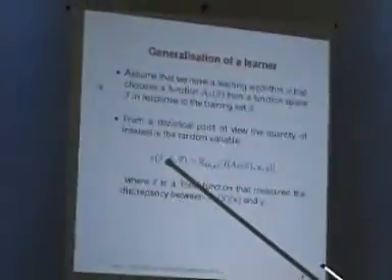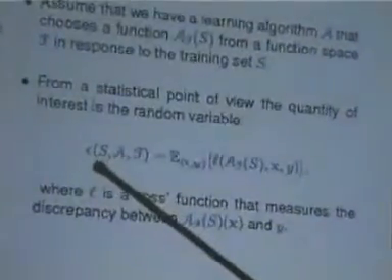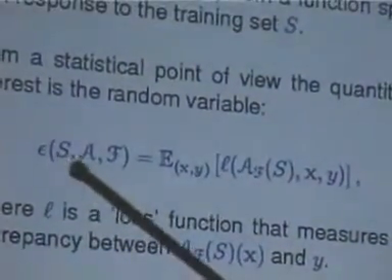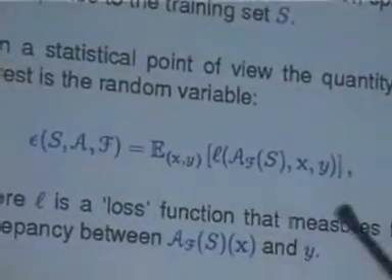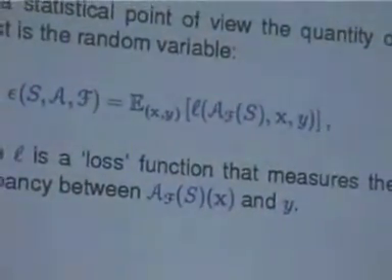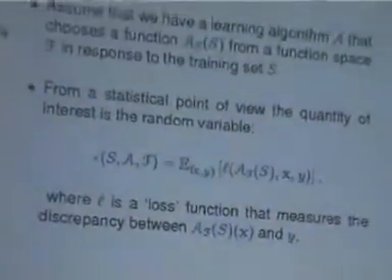And I'm going to call that epsilon_{S,A,F}. So this S is the sample. It depends on the particular sample now. This is the loss for a particular training set, an algorithm, and a function class. So this is the measure of performance of the actual algorithm on the particular training set.